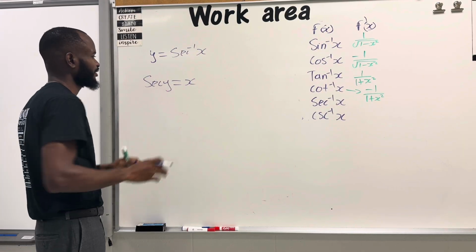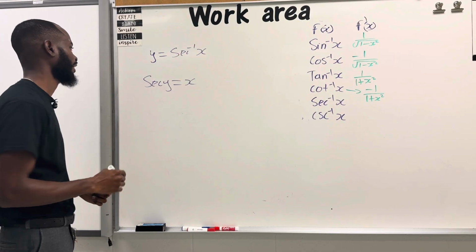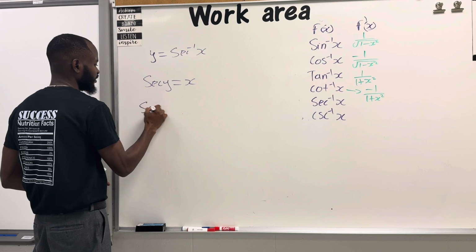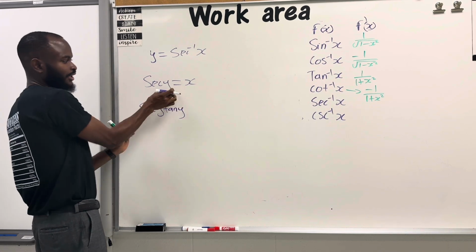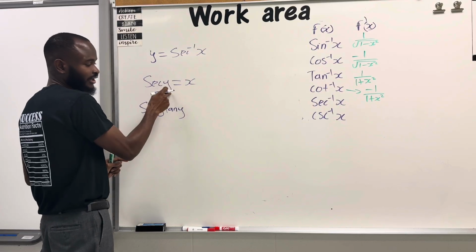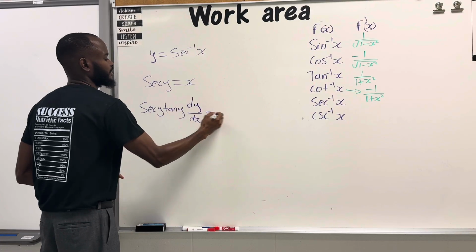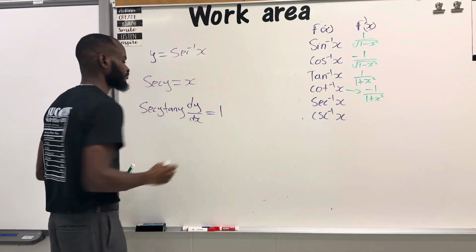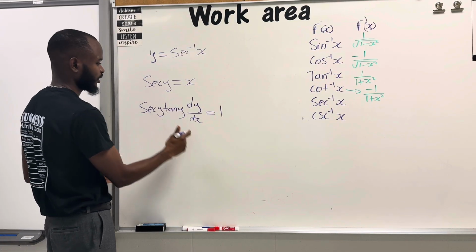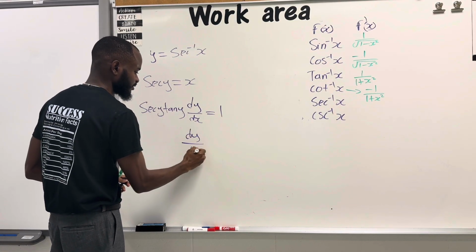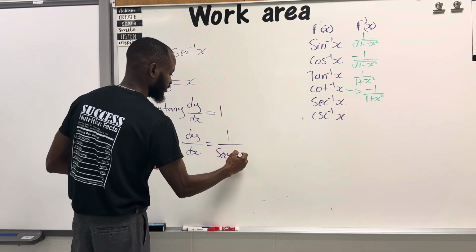But we know that the derivative of secant y is going to be secant y tan y. So the derivative of secant is going to be secant y tan y multiplied by each other. But then the outside, well, the inside function right here of y, we take the derivative by dy by dx, and that's equal to 1. Now again, we divide both sides by secant y tan y. So dy by dx is equal to 1 over secant y tan y.